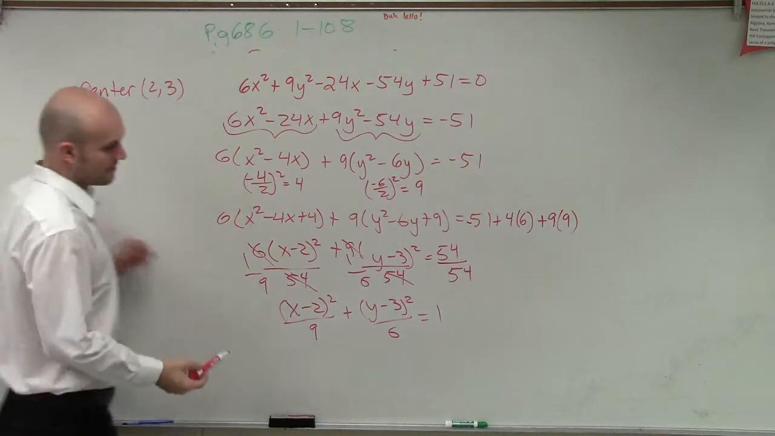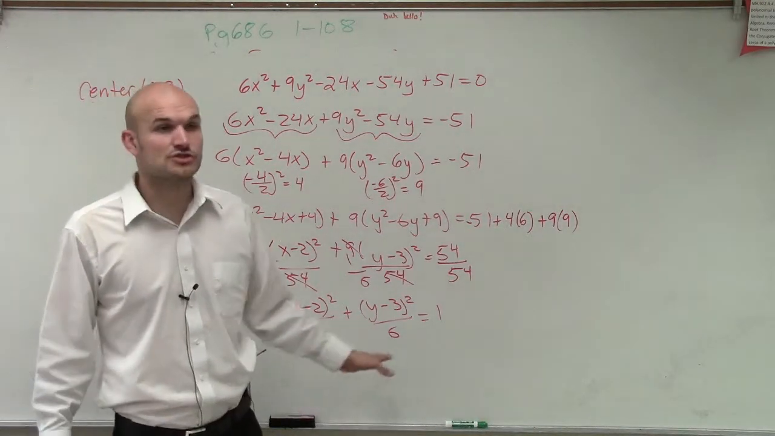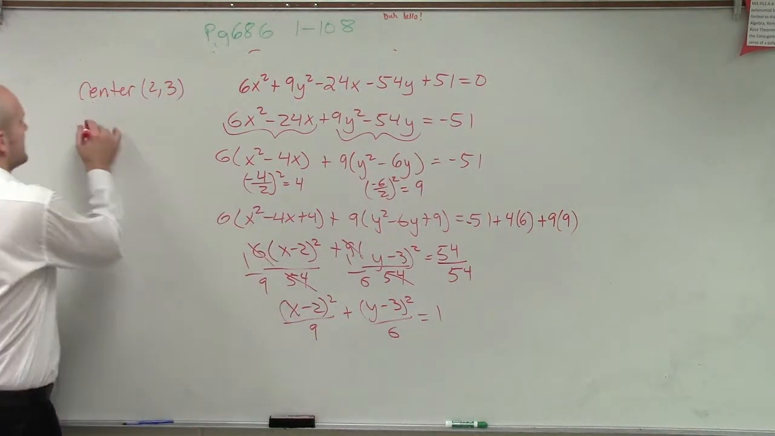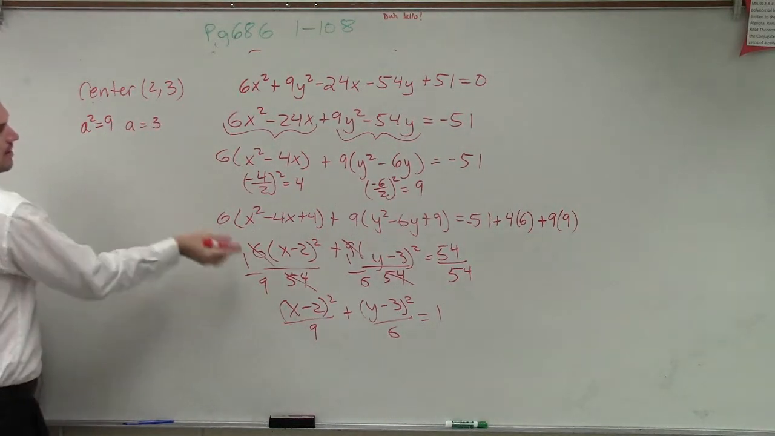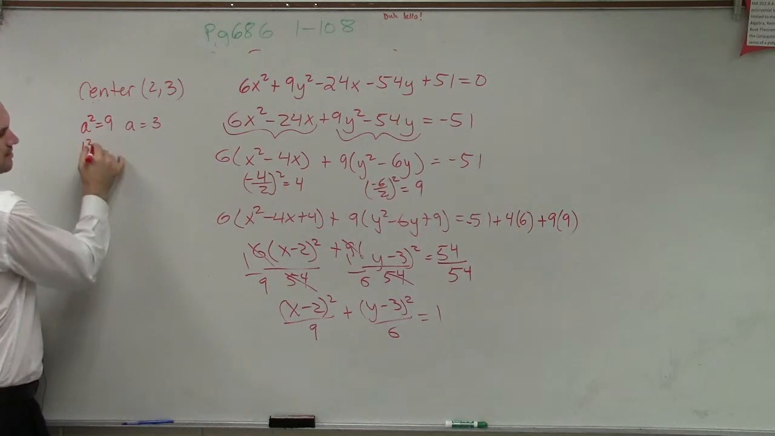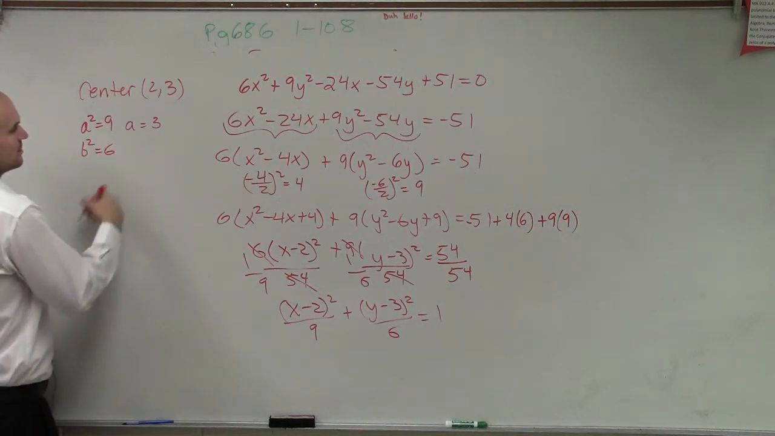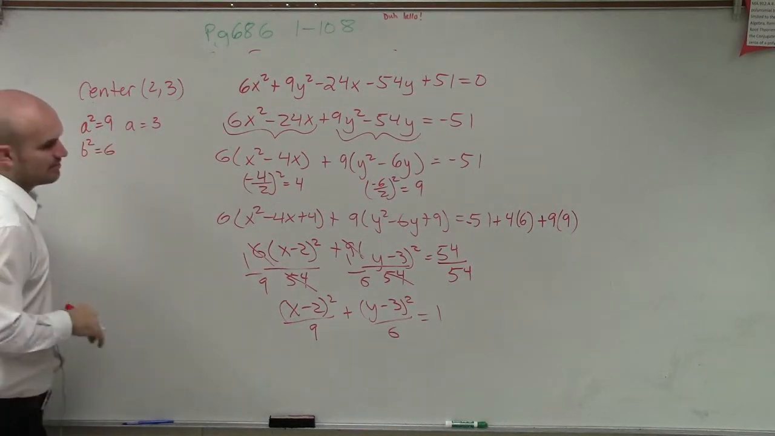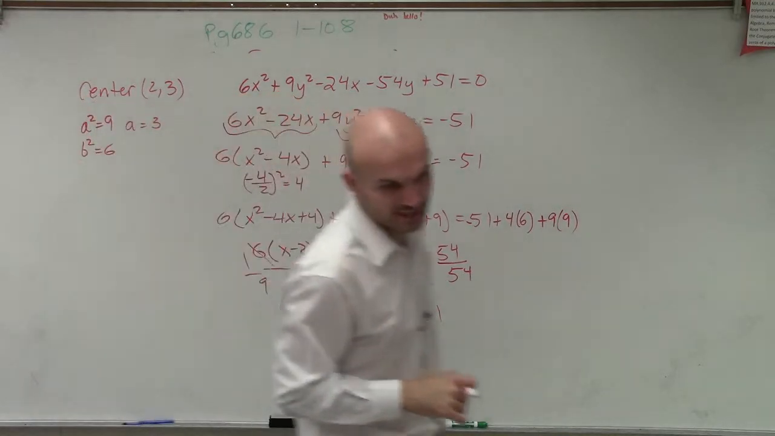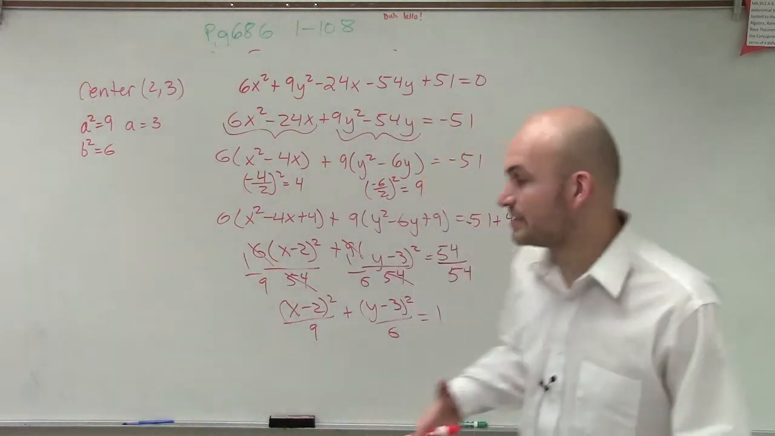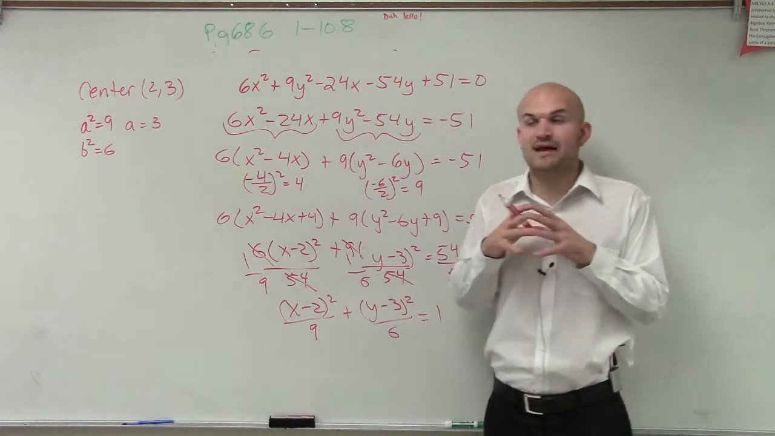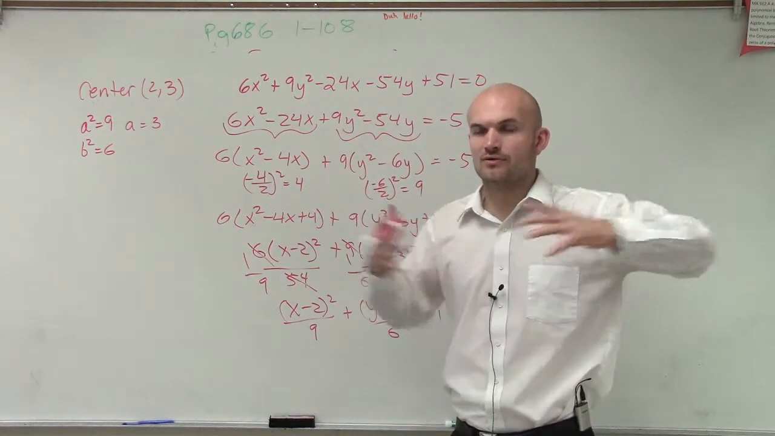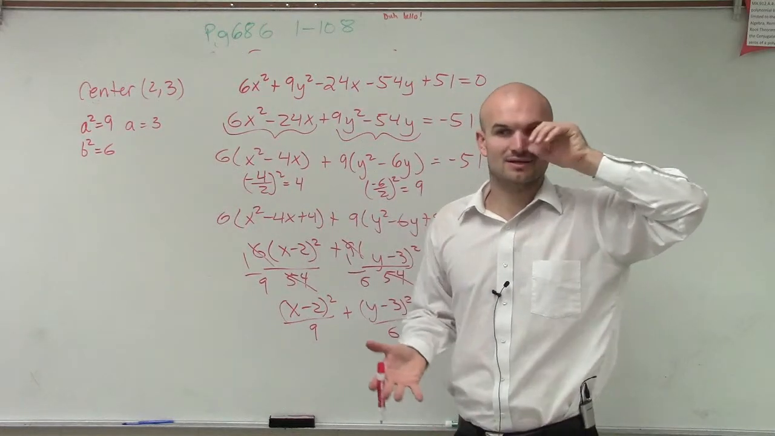Remember, for an ellipse, our larger term is always our a. So we could say a squared equals 9. So therefore, a equals 3. Our b squared equals 6, so we don't need to figure out what b is. But they do want us to find the vertices, so it is important for us to look at it. Our a is under the x.